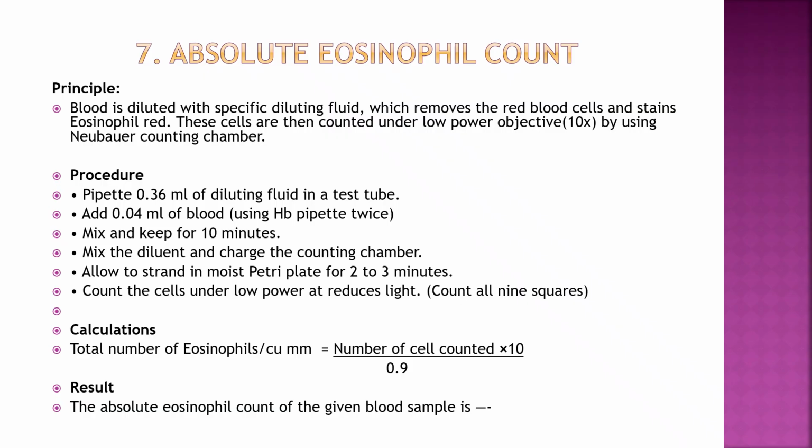Procedure: take 0.36 ml of diluting fluid in a test tube, add 0.04 ml of blood by using an HB pipette, mix and keep for 10 minutes. Mix the diluent, load the chamber, wait for 2 to 3 minutes, and then count the cells under low power. Calculation: total number of eosinophils per cubic millimeter is the number of cells counted in the 9 squares into 10 divided by 0.9. Result: it is the absolute eosinophil count in the blood sample.